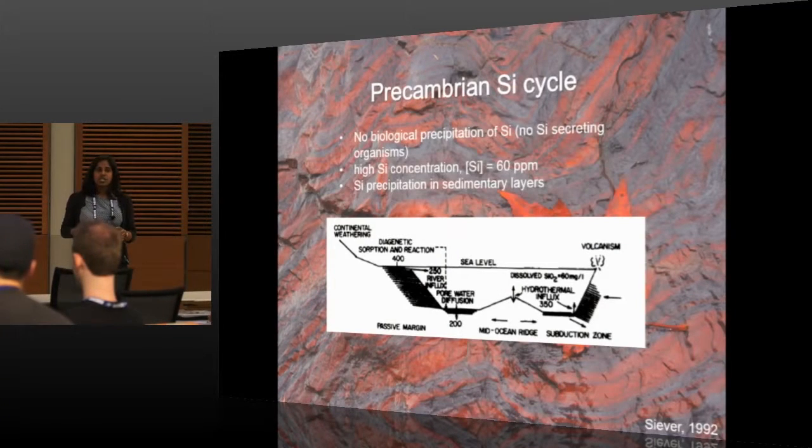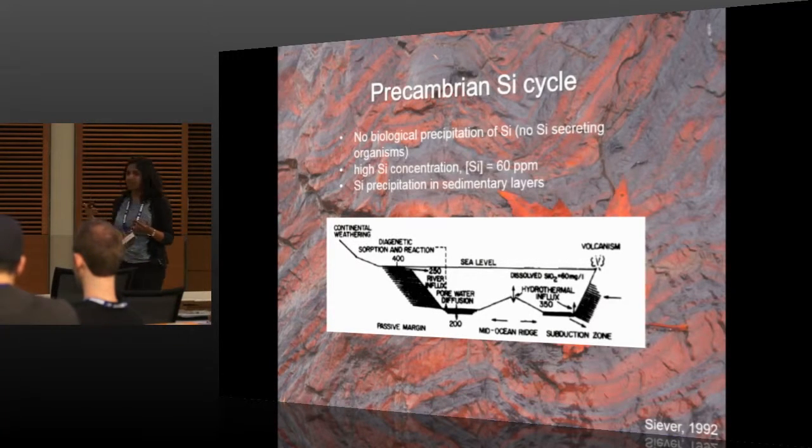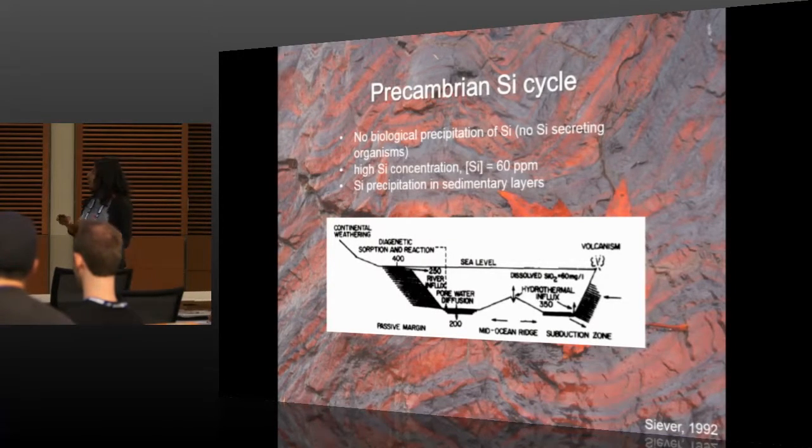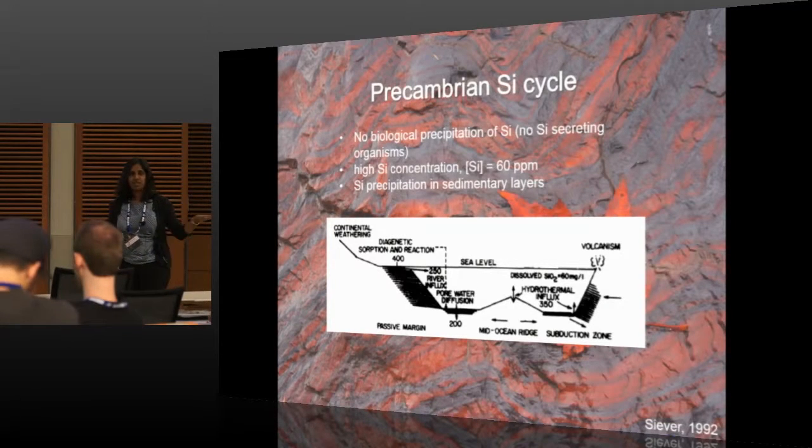Sorry about that. So I mentioned earlier that we're going to look into the Precambrian and also the modern silica cycle. As we've seen from the previous talks, one of the major differences between the Precambrian and modern silica cycle is the presence of biology. So in the Precambrian, there was no biology. There were no silica-secreting organisms present. Therefore, there was a high concentration of silica in ocean waters. So precipitation of amorphous silica in sedimentary layers in basin waters was possible, and that is the origin of the cherts that we see today.